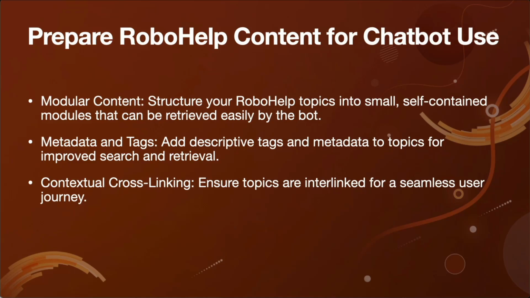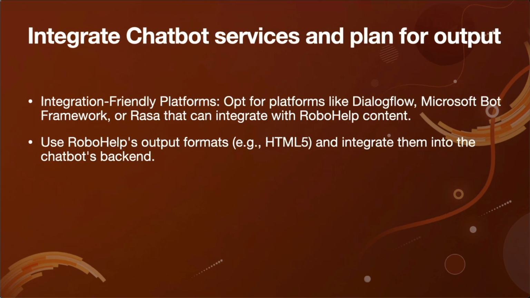And also, irrespective of microcontent, analyzing your content to add descriptive tags and metadata to the topics will improve the search and retrieval not only of the chatbot, but of your entire system. That'll improve your overall internal search, and if this is public-facing, it'll also better index your content for internet search. And to wrap up the engineering portion of it, decide whether you're going to integrate any chatbot services, and make a plan for the actual output from RoboHelp.